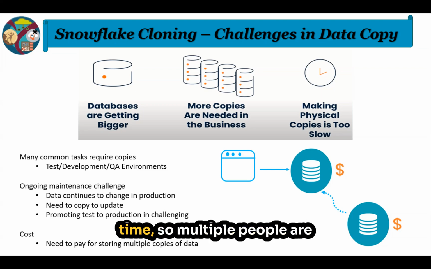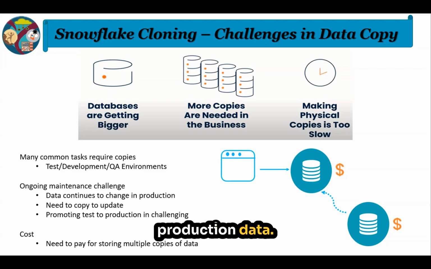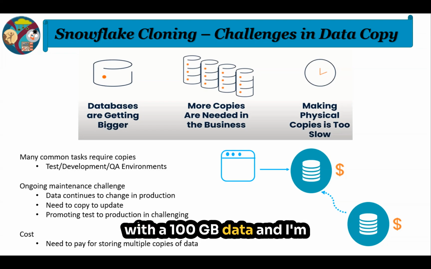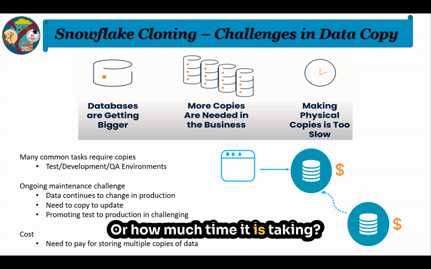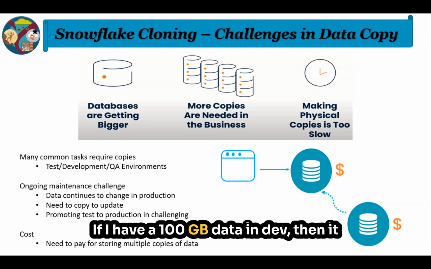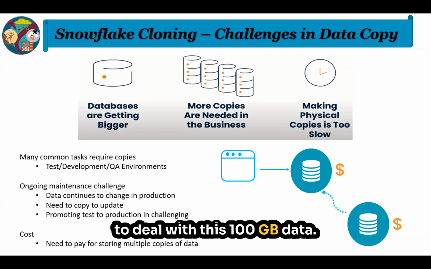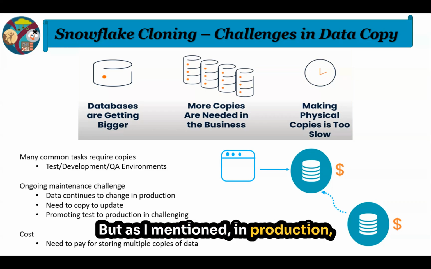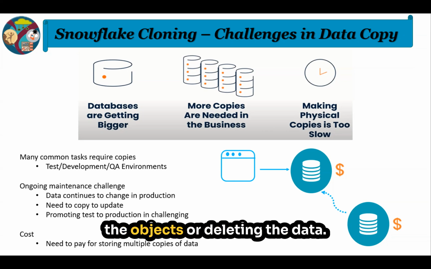So after a certain period of time, multiple people are modifying or dropping objects. After two to three months, if you look at the dev database, the data will be completely out of sync with the production data. Suppose I am dealing with 100 GB of data and I am writing SQL logic for a view creation. I want to test whether that SQL logic works as expected and how much time it takes. If I have 100 GB of data in dev, I can execute this query and see how long it takes. But as I mentioned, in production we have the actual data, but in dev, multiple developers are dropping objects or deleting the data.